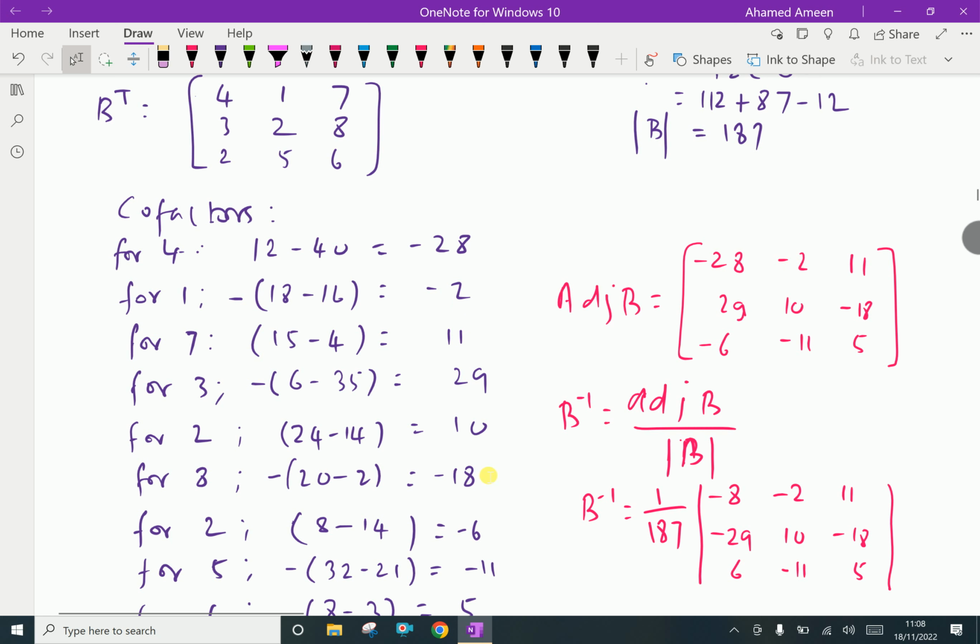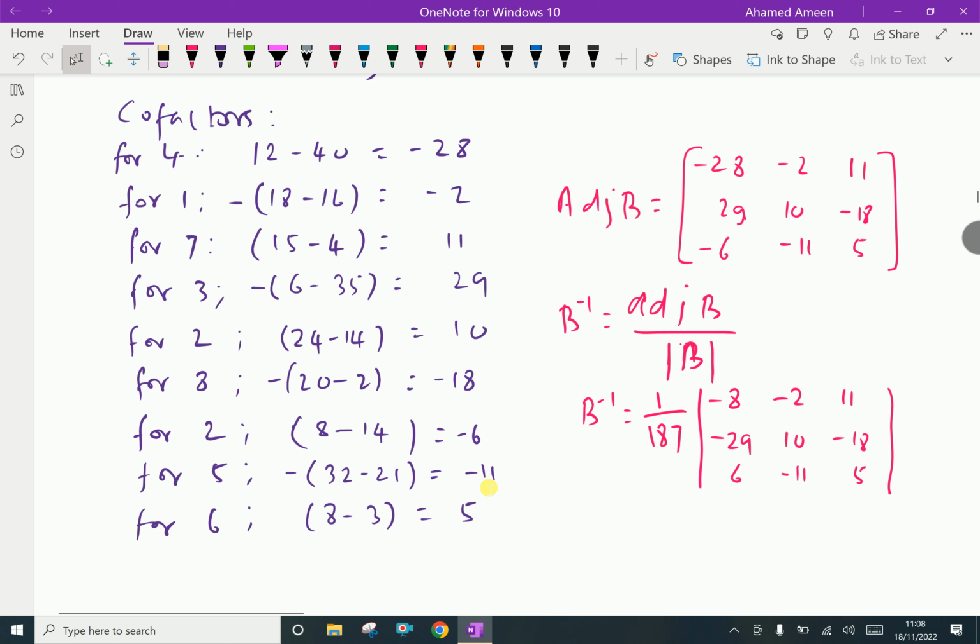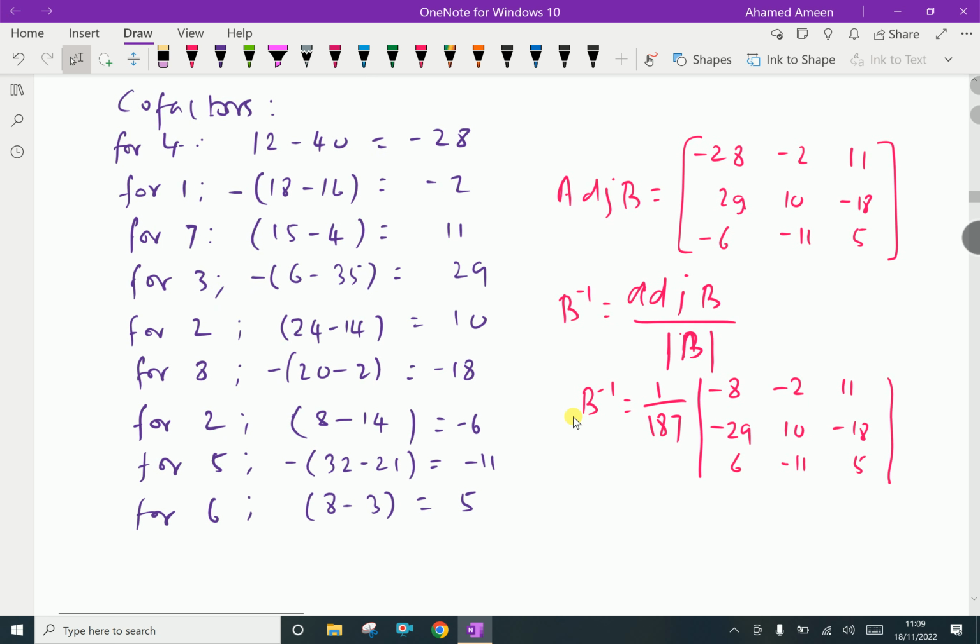Then second is 10 minus 18 minus 29, 10 minus 18. Third is 6 minus 11, 5. These are adjoint B. Now by definition, inverse of B equals adjoint B over determinant B. Adjoint B is here, 1 over determinant B is 1 over 187, into adjoint B. So we got here the inverse of matrix B.